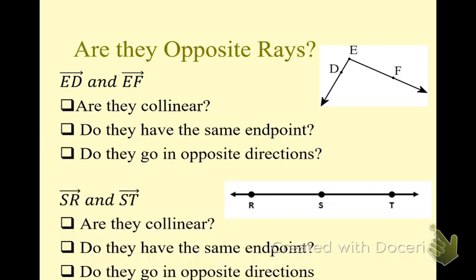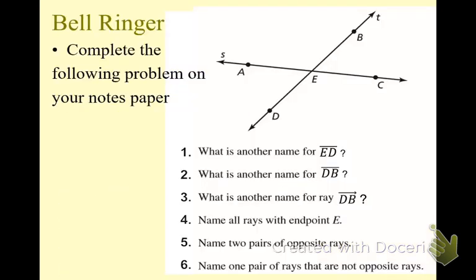SR and ST, are they collinear? Yes, all 3 points are on the same line. Do they have the same endpoint, SR and ST? Yes, what's the endpoint? S. And then do they go in opposite directions? Yep, SR and then ST. They do. So these would be opposite rays. Perfect. So we finished 1.1.